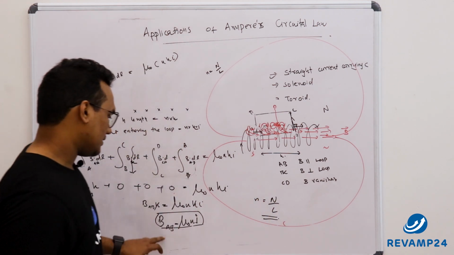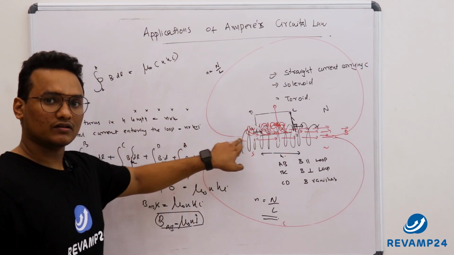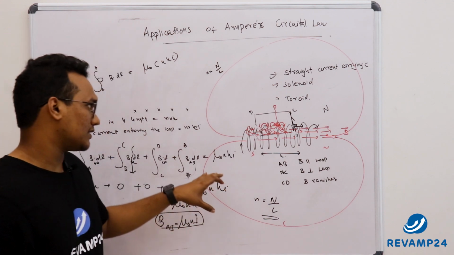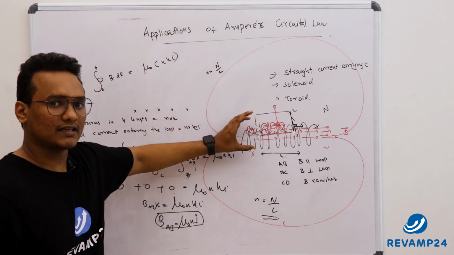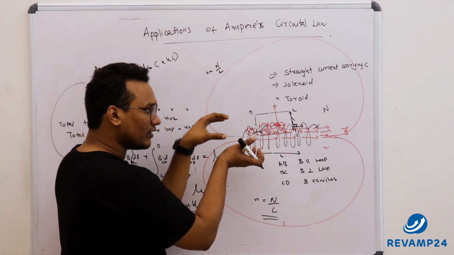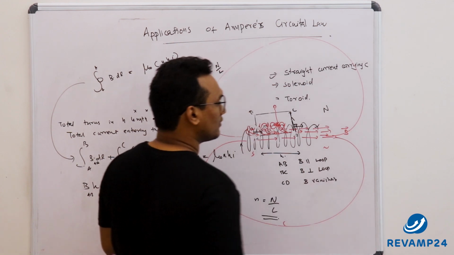So this is the magnetic field due to a solenoid along the center. And what we have seen is that outside, the magnetic field is 0. So why are we using a solenoid? To give an intense magnetic field, and that too in one direction.